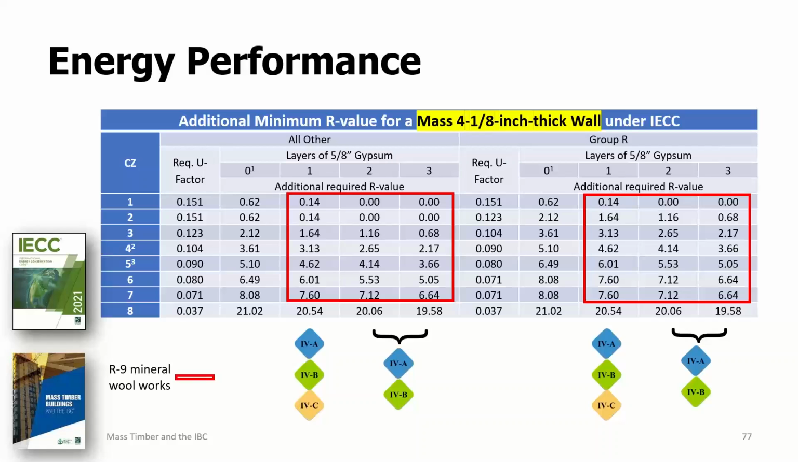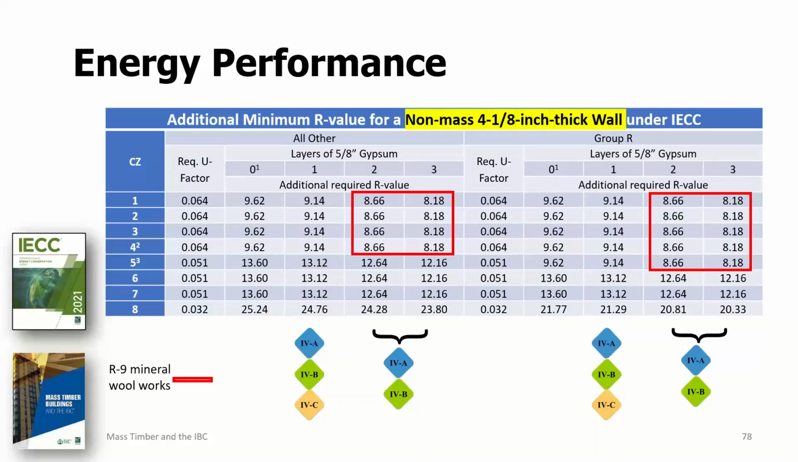Okay. Next slide. But if you're a non-mass wall of 3, which is much more common, I think, then you're going to have a much smaller area where R9 works, and that's shown by the smaller squares in this. So in this case, you can only go up to climate zone 4. Next slide.